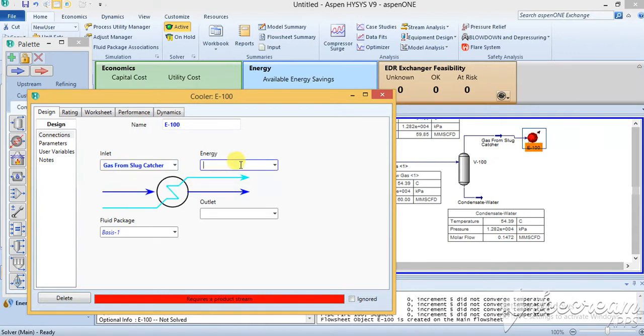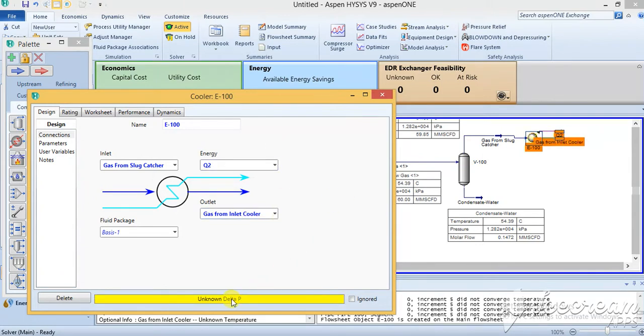Now the energy stream will be Q2. I am going in alphabetical or ascending order. I am just using Q as a heat stream, as we usually do in chemical engineering. The outlet is gas from inlet cooler.